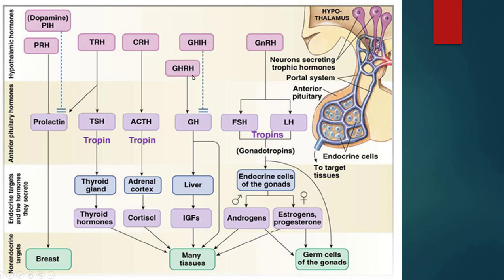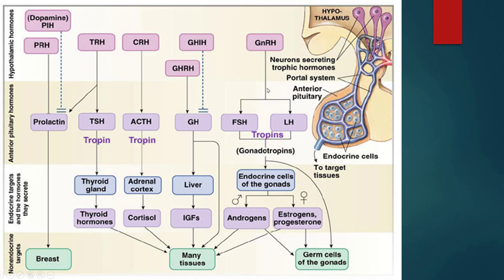Growth hormone inhibitory hormone or growth hormone releasing hormone are also produced by the hypothalamus. They either produce growth hormone in the anterior pituitary or inhibit it, and then it acts on many tissues. Like cortisol acts on many tissues, and thyroid hormone acts on many tissues, in the same way growth hormone also acts on many tissues.